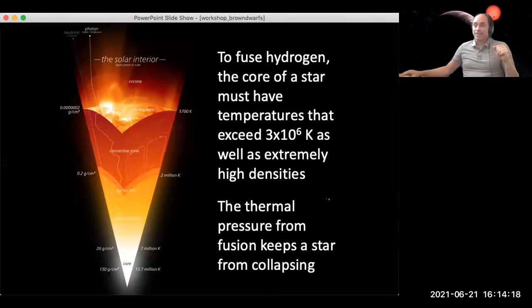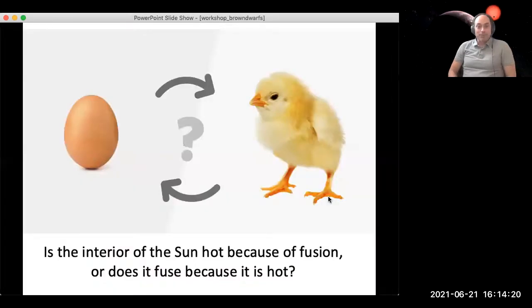Now, this leads to kind of a chicken and egg problem, as we say in the US. What came first, the chicken or the egg? In this case, how do we get fusion to happen? Does the fusion happen because it's hot enough in the sun, or is it hot enough in the center of the sun because fusion is happening? They're kind of both happening at the same time. So what has to come first? And the answer is, in fact, it has to get hot enough first for those reactions to kick in. And the heat comes from the initial collapse of the star.